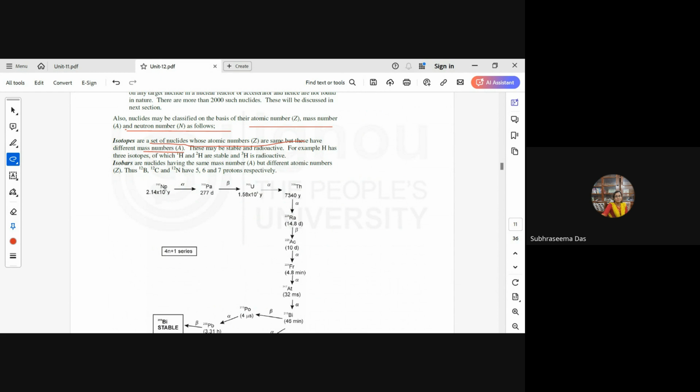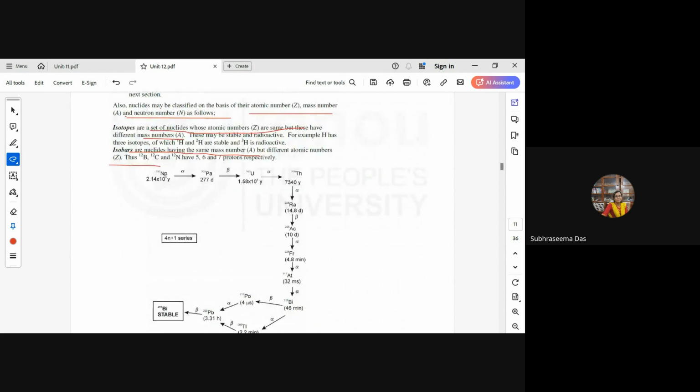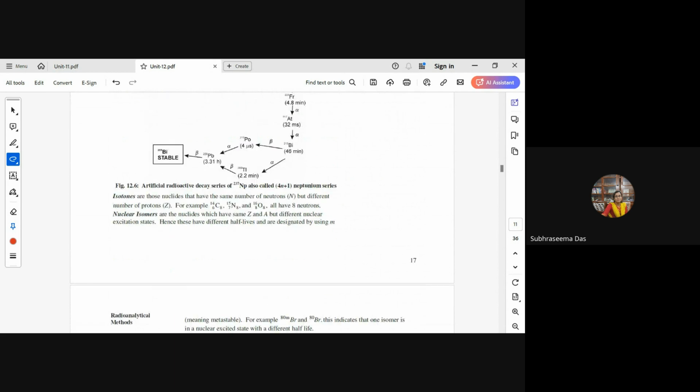For example, hydrogen has three isotopes, 1H, 2H, and 3H, out of which 1H and 2H, that is protium and deuterium, are stable, whereas tritium, 3H, is radioactive. Then isobars are another class of nuclides that have the same mass number A but a different Z. Like B12, C12, and N12, which have 5, 6, and 7 protons, and they are called isobars.